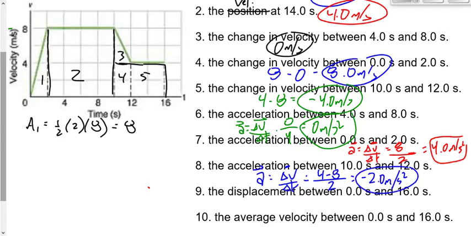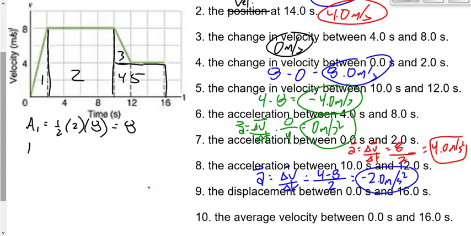What did I do wrong? No. You're just misunderstanding what I was doing. I was just calling this 45, not 4 and 5. Okay? So area 1 is 8.